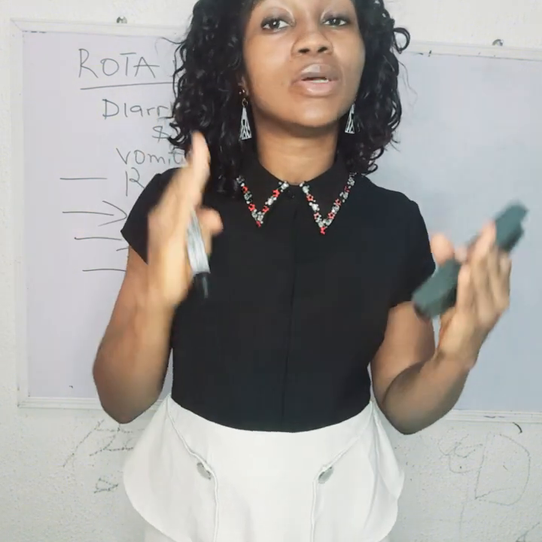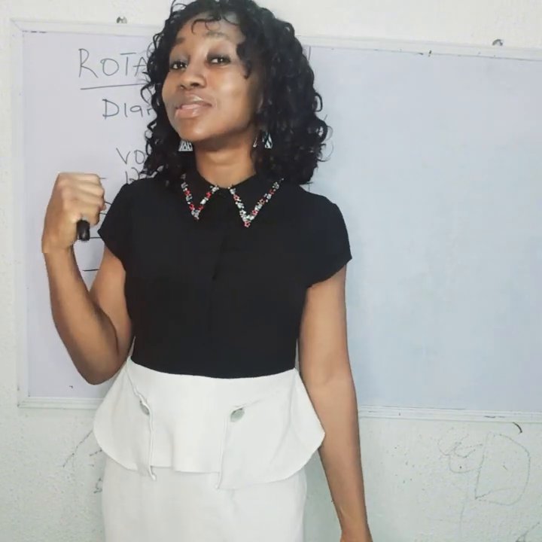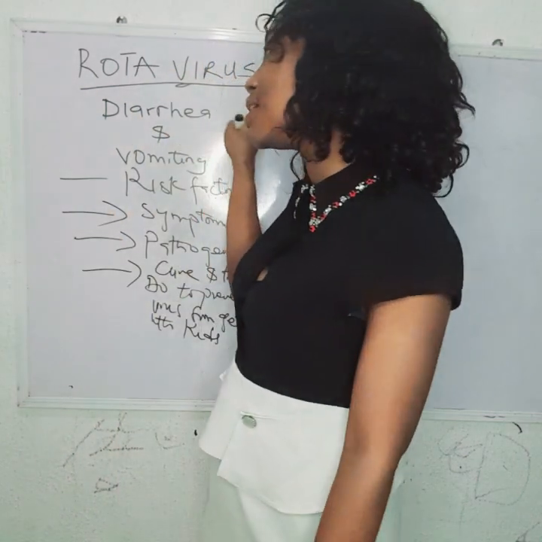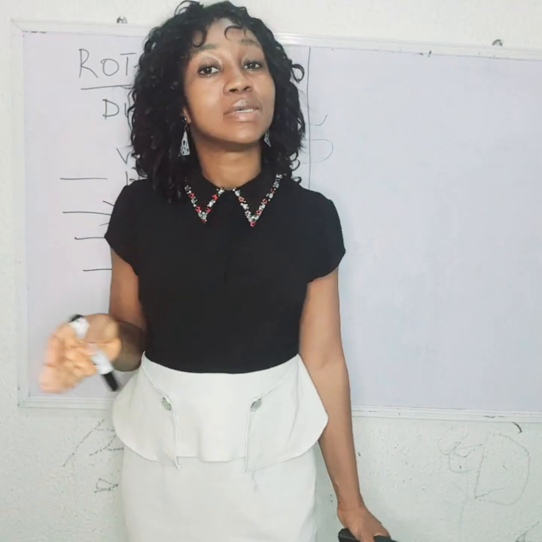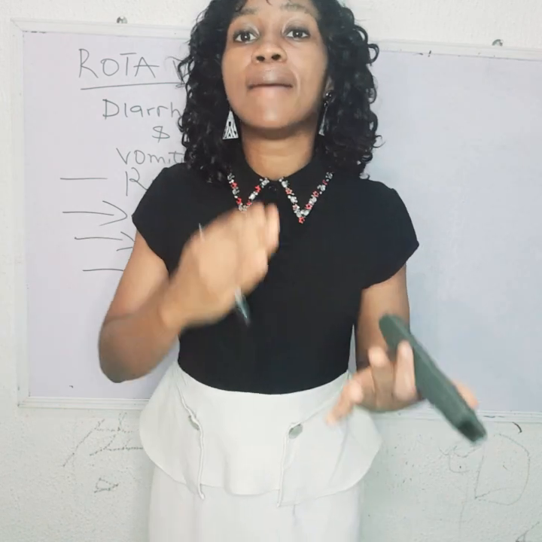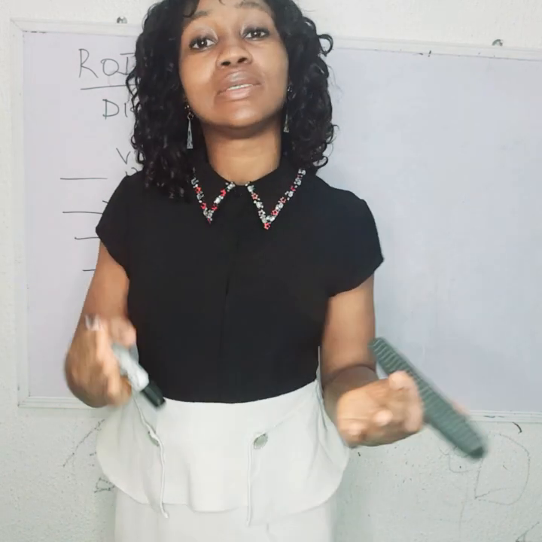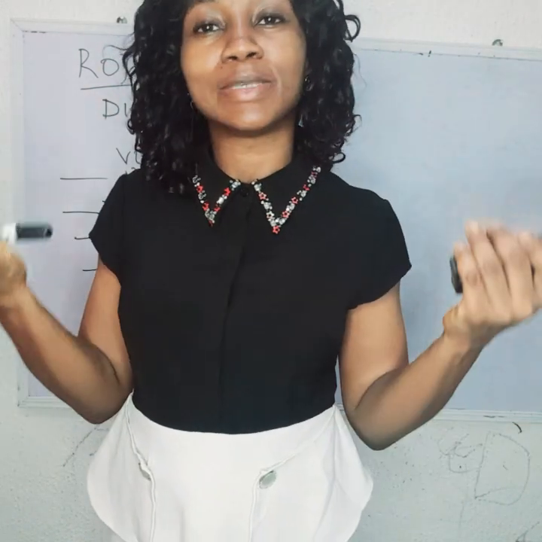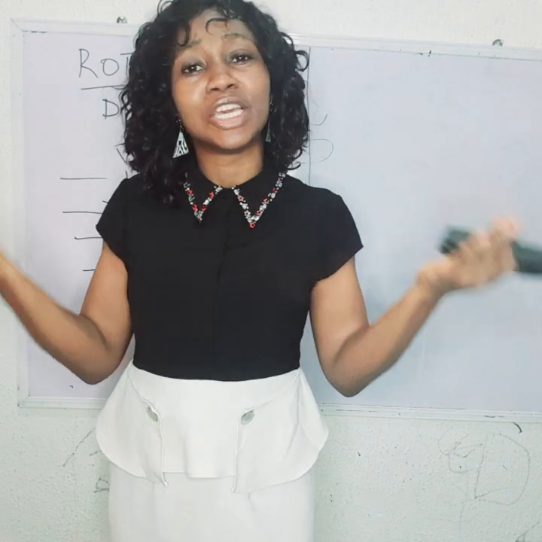Today we'll be talking about a particular virus. I'm sure you can see on the board already, rotavirus. And this virus is very symptomatic. What do I mean by this? I mean that it shows itself by the onset of diarrhea and vomiting, which affects young people, especially babies and children under the age of 5.